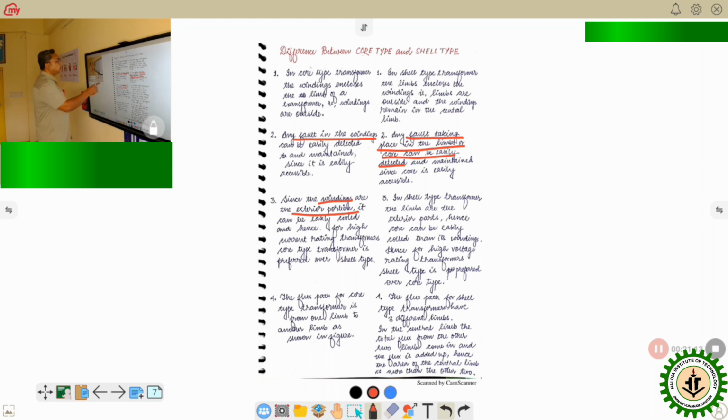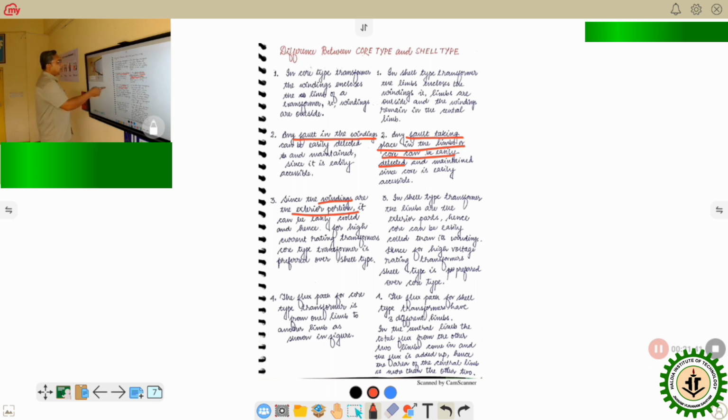So the second point I have written is that a fault in the winding can be easily detected in core type, whereas a fault taking place in the core or the limbs can be easily detected in shell type. In core type, the windings remain the exterior portion, so any fault taking place in the winding can be easily detected. And since the limbs remain the exterior portion in shell type, any fault occurring in the limb can be easily detected.